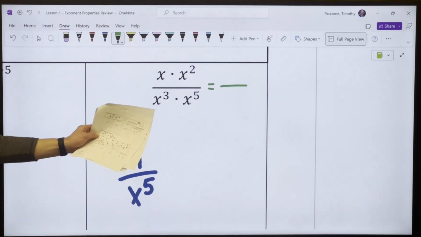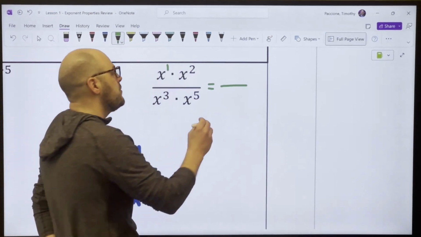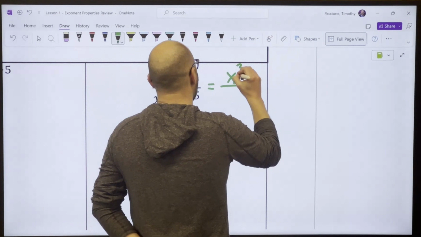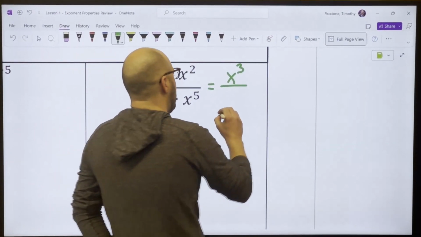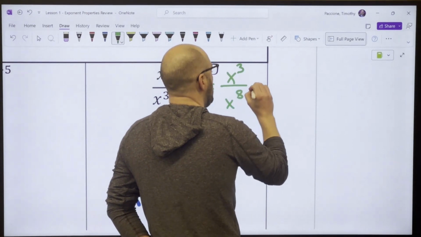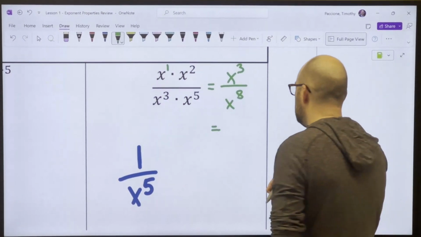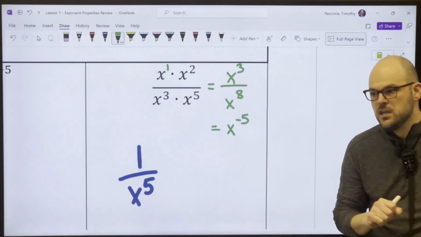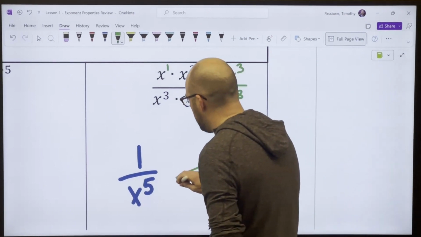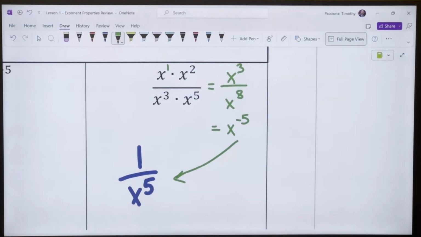So if you have x, well, that's to the 1, times x squared. On the top, I'll have x to the 3rd. x to the 3rd times x to the 5th, x to the 8th. Okay, now I have my quotient property. 3 minus 8 is negative 5. x to the negative 5, that's feeling negative, so it's going to move down, right? And I just applied 3 properties in one problem, right? And that's where we're going, and they're going to get a little crazier than that.